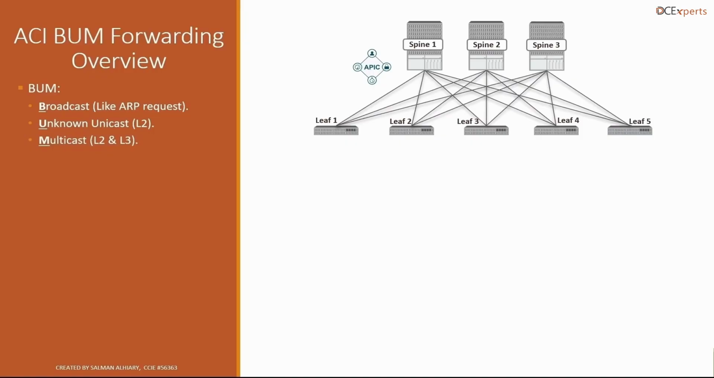Whenever I say layer 2 traffic, that means the source and the destination or the receivers are in the same subnet and the same layer 2 domain or bridge domain. I mean the same flooding domain, okay?